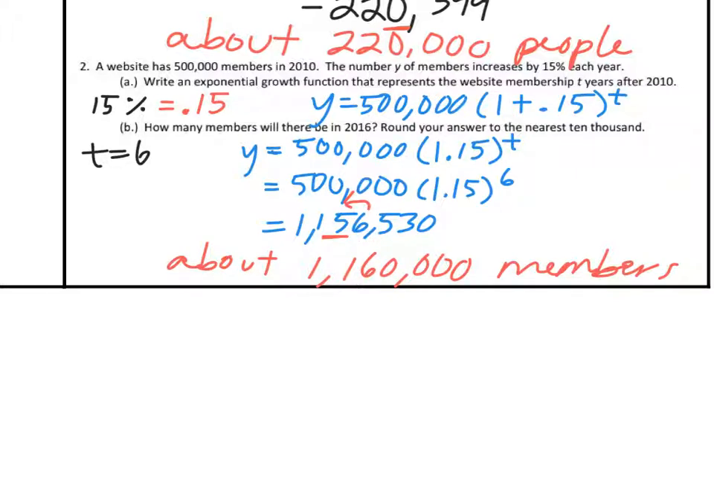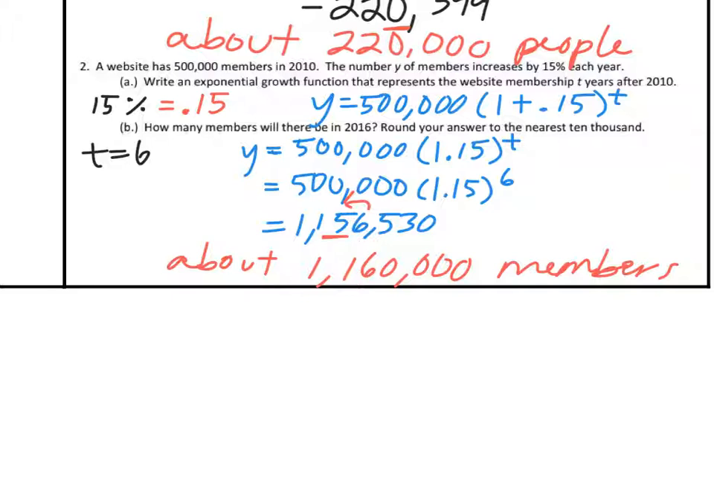So it told us to round to the 10,000, which is why I'm doing that. If it doesn't say to round, then just look at your context. Are you talking about members, people, money? If you're talking about people, you obviously can't have decimal places. If you're talking about money, you can. So that's writing equations. Now we're going to compare growth and decay. And we'll do one more with decay.